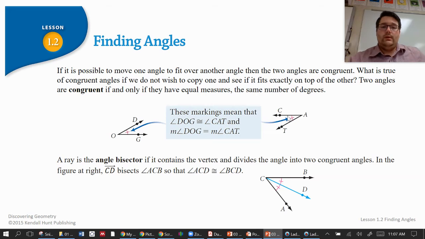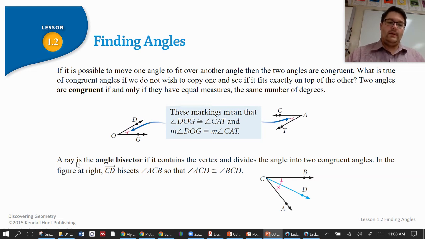And then really quickly, this is, again, pretty important. The angles angle DOG and angle CAT can be congruent. The measurements of those angles, though, would be equal. When we say measure of angle DOG, we're talking about a number, 40 degrees. When we say angle DOG, we're literally talking about this thing. It's not a number anymore.